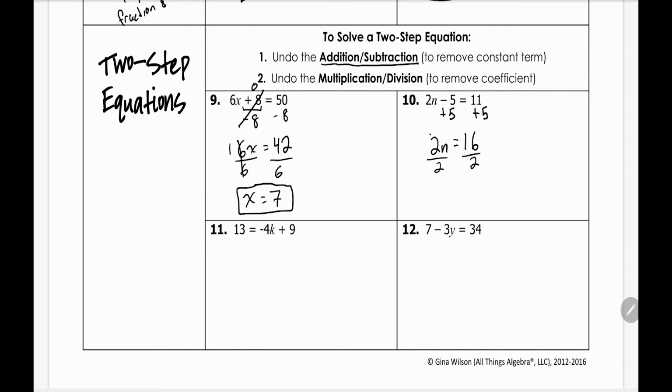And we have 2n divided by 2. Well, that's just n. We have 16 divided by 2, which is 8. That's our final answer.